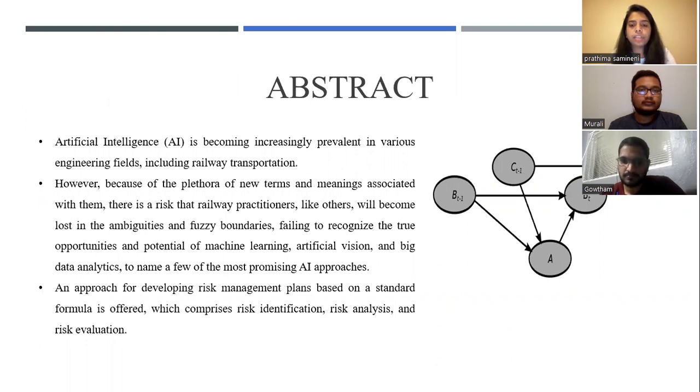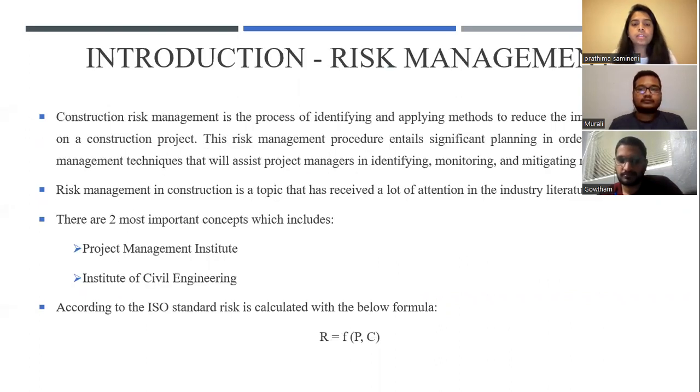Coming to the introduction, which is risk management. Construction risk management is a process of identifying and applying methods to reduce the impact of danger on a construction project. The process of risk management entails significant planning in order to build risk management techniques that will assist project managers in identifying, monitoring, and mitigating risk. So here we have two most important concepts.